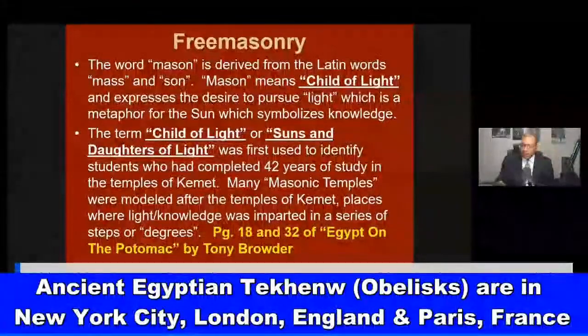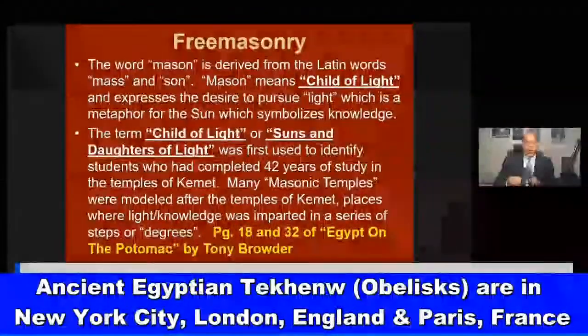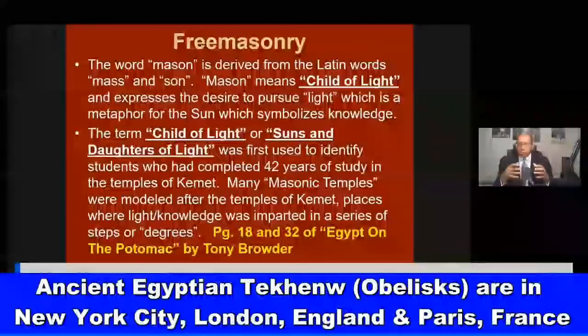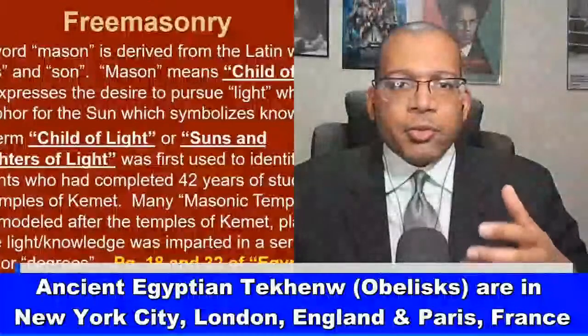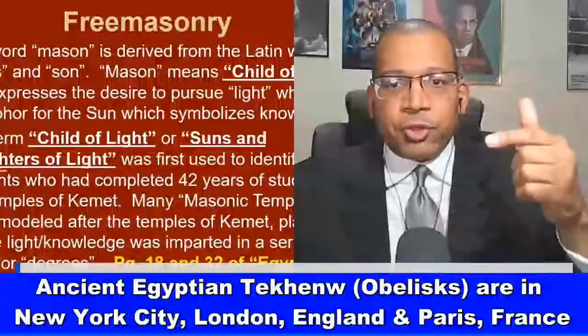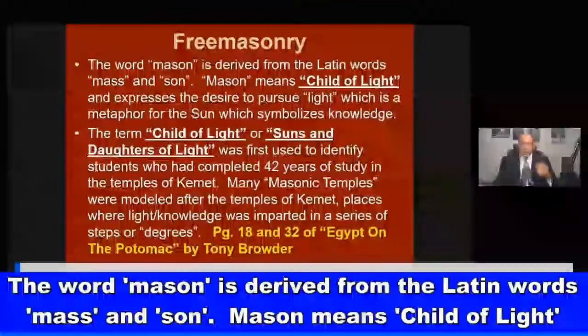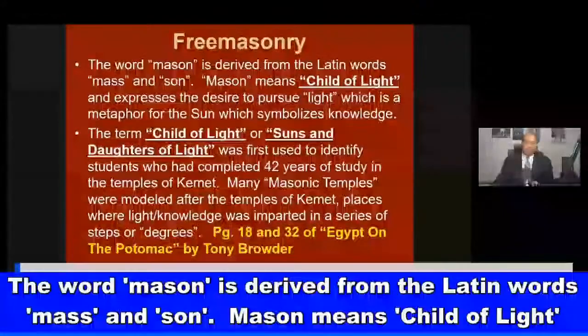as well. And George G.M. James talks about this in the book Stolen Legacy. And he talks about the 7 liberal arts and the concept of getting your credentials at an institution of higher learning in a series of steps, in a series of degrees: associate's degree, bachelor's degree, master's degree, PhD. That comes out of the Nile Valley region of Africa also. Read Egypt on the Potomac by Tony Browder, pages 18 to 32.